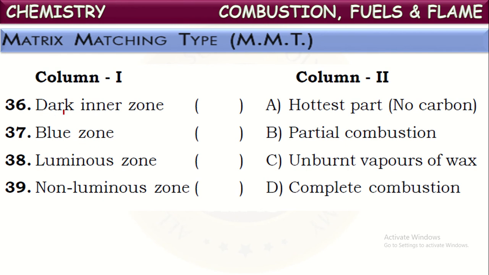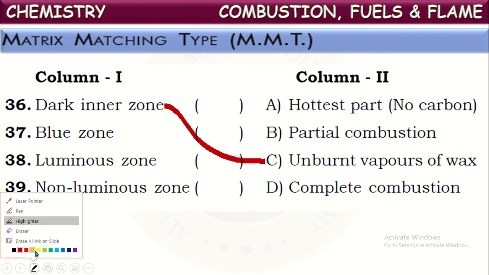So we know the flame of a candle can be classified into three parts: outermost zone, middle zone and innermost zone. Here the dark innermost zone is containing unburned vapors of wax, because for that innermost zone or dark inner zone there is no supply of air. That is why there the vapors of wax won't be burnt. That's why unburned vapors of wax are present in the dark inner zone.